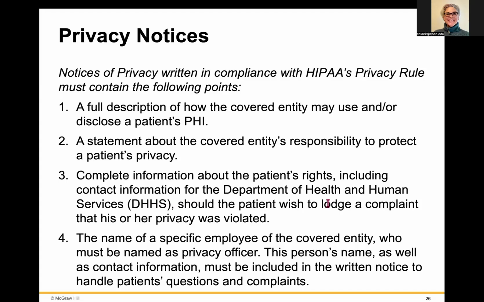A compliant privacy notice must include four key things. How PHI must be used or may be used and disclosed. It's a clear description of the main categories like treatment, payment, operations, other permitted disclosures. The organization's duty to protect privacy. Basically, we're responsible for safeguarding your information. Patient rights plus how to file a complaint and a named privacy officer.